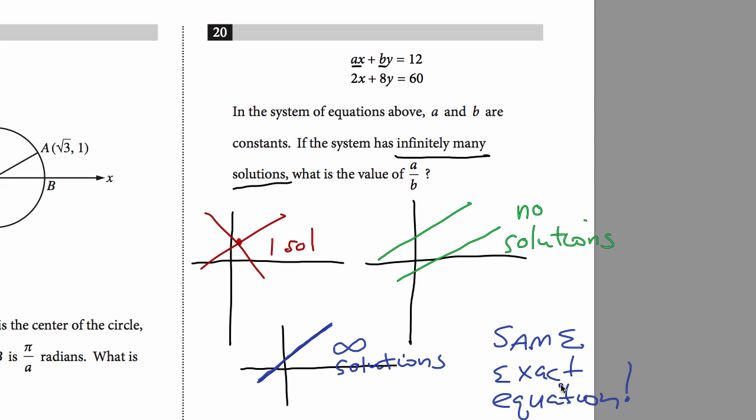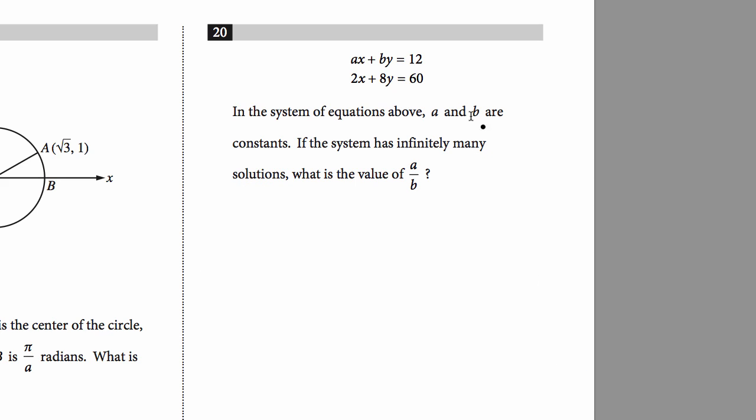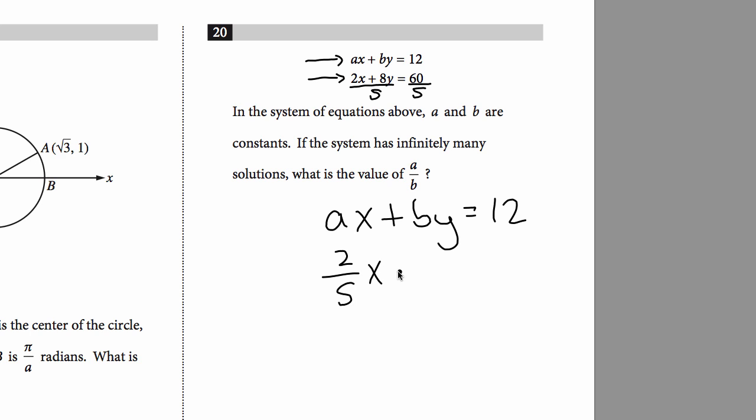So how do we do this? How does that help us? Well, here's how. For this problem, this equation has to look identical to this one, okay? So first thing we're going to do is we're going to divide the second equation by 5. And the reason I pick 5 is because 60 divided by 5 is 12. So let me rewrite this again real quick. ax plus by equals 12. 2/5 x plus 8/5 y equals 12. So nice. The numbers that are set equal to are the same.